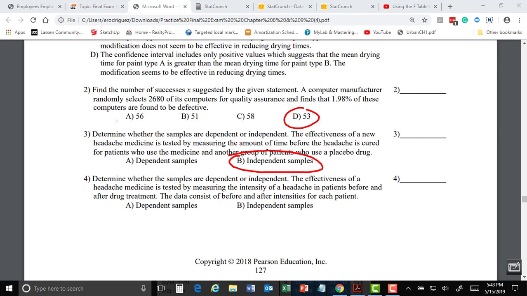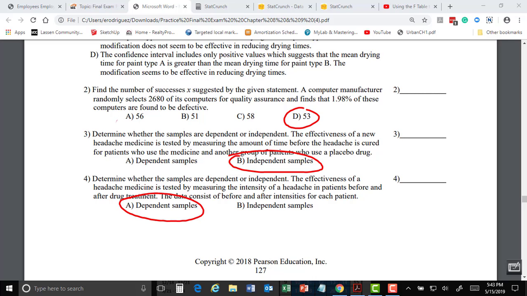This is the second part of the review of the final. This is chapter 9. Determine whether the samples are dependent or independent. The effectiveness of testing the intensity of the headache in patients before and after. Before and after, necessarily dependent, right? Oh, this is an easy test, isn't it? I'm glad.